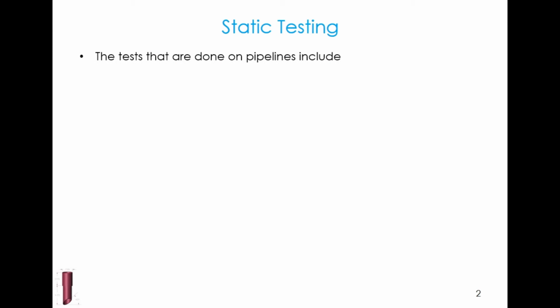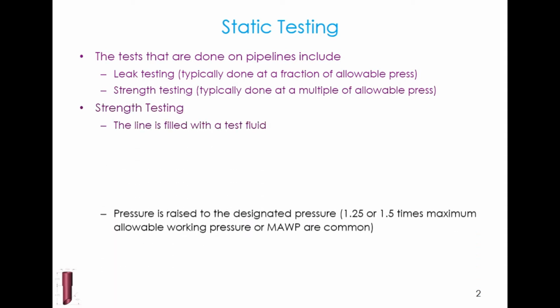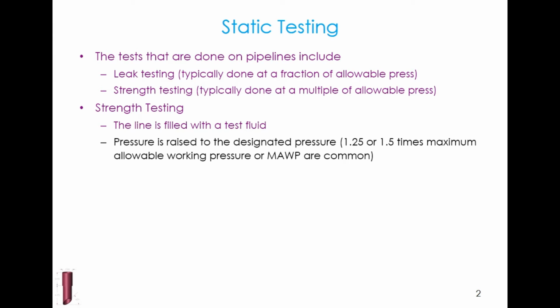Static testing. When we talk about the tests that are done on pipelines, they will include leak testing, which is typically done at pretty low pressures, a fraction of allowable pressure. Strength testing, which is typically done at a multiple of allowable pressure. When we talk about strength testing, the line is filled with a test fluid, pressure is raised to the designated pressure, and it's pretty typical to use 1.25 or 1.5 times the maximum allowable working pressure, or MAWP.